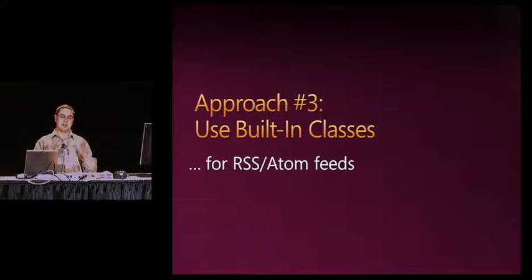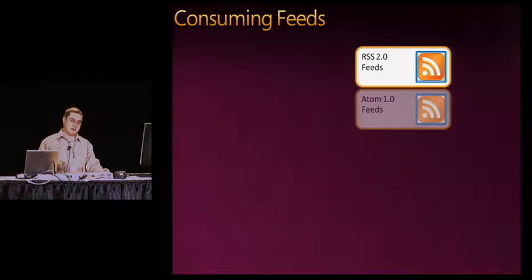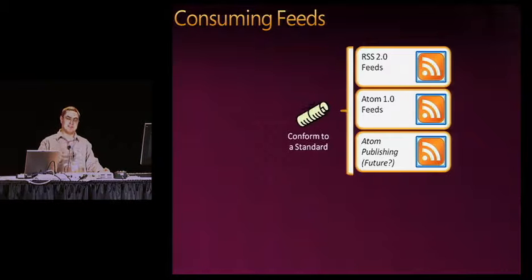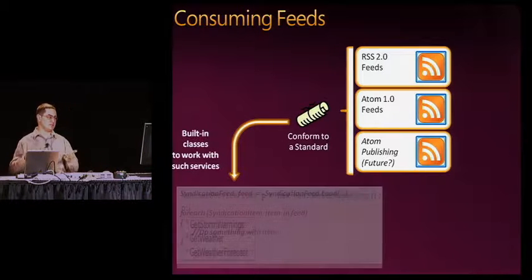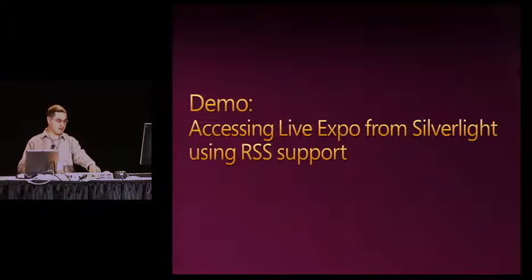There is kind of an intermediate ground, which is feeds. All our RSS and Atom feeds in the world basically comply to specific standards. And we're shipping built-in classes to work with these standards, so you don't need to do the parsing manually. This is possible for RSS 2.0, Atom 1.0, and in the future we're thinking of shipping Atom publishing protocol support. And again, because all of these things conform to a specific standard, we have pre-built types to work with these. And really the easiest way to see an example of that is, again, through a sample.